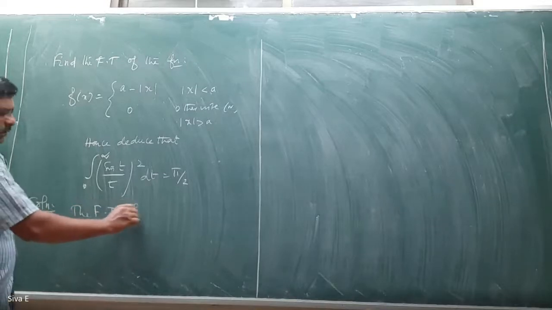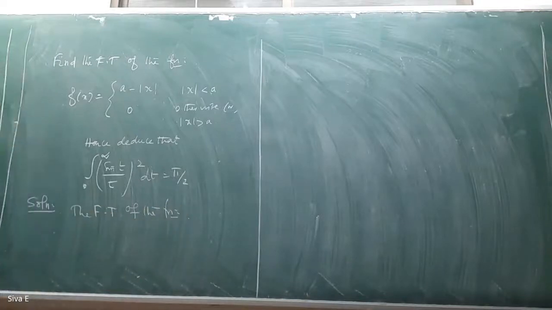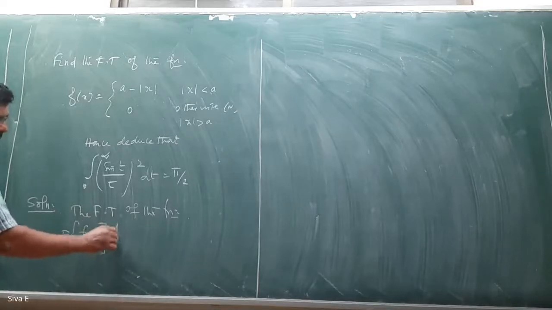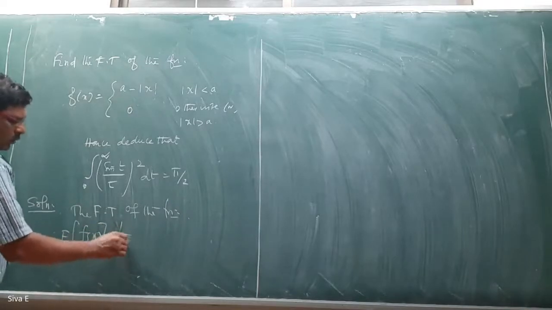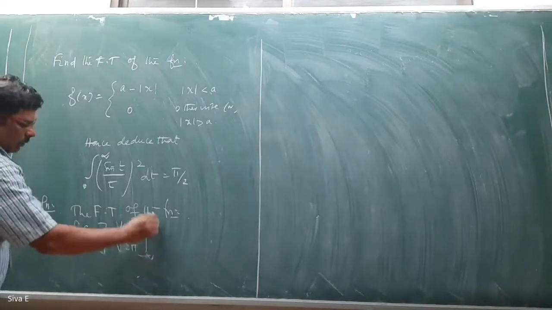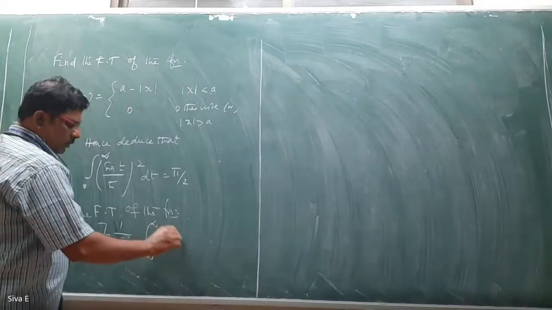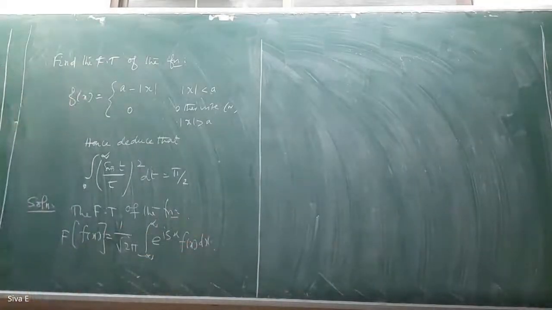The Fourier transform of the function is given by F of s equal to 1 by root 2 pi integral from minus infinity to plus infinity e power isx f of x dx.